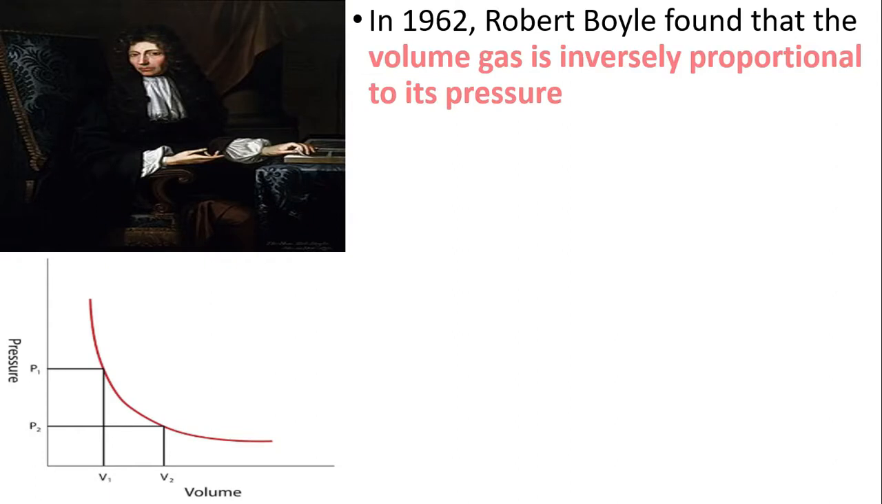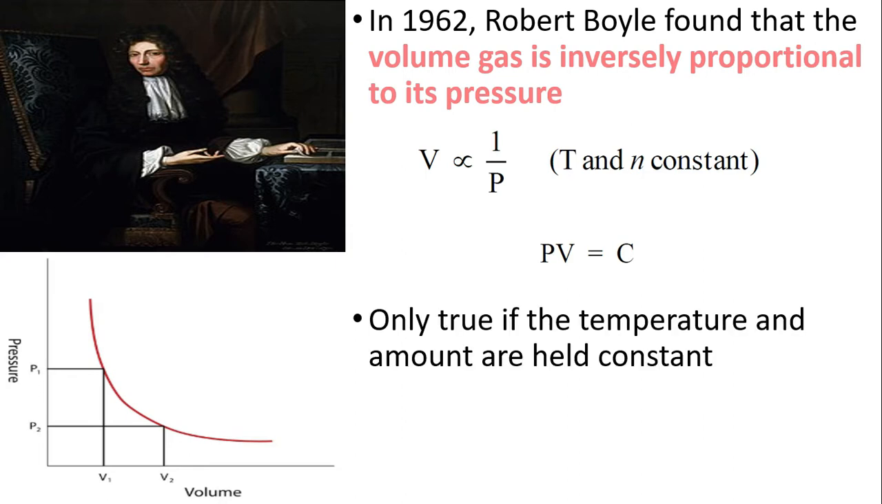So given this graph, as you can see, as the volume increases, the pressure decreases. Mathematically, we can have this. Volume is inversely proportional to its pressure, where temperature and the number of gas are constant. We can also say that PV is equal to C, where C is a constant depending on the amount of gas at the given temperature. So again, this is only true if the temperature and amount are held constant.